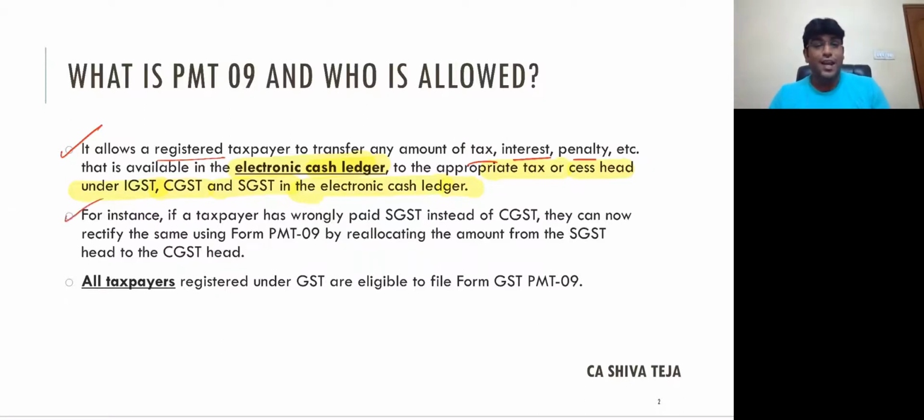For instance, if a taxpayer has wrongly paid, I repeat that word, wrongly paid SGST instead of CGST, they can now rectify the same by using PMT 09, by reallocating the amount from SGST head to CGST head. And all taxpayers under GST are eligible to file this form. Very beautiful and very practical form, guys.